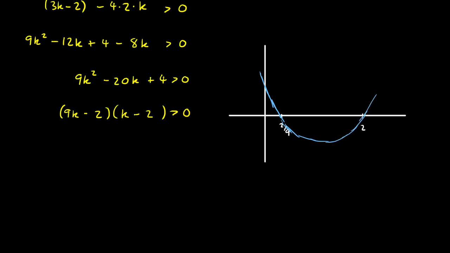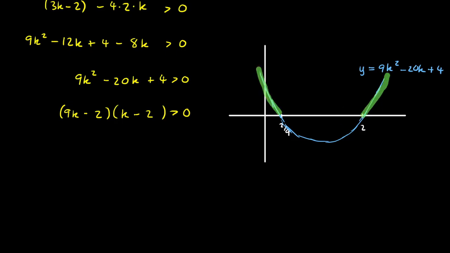So this is the quadratic, I can write it down as y is equal to 9k squared minus 20k plus 4. Now the question is, when is this quadratic greater than 0? Well, it's greater than 0 when it's above the x-axis, or the k-axis in this case, or when the y values are positive, right? So we want these y values to be positive, above the x-axis. So we are interested in this part of the curve and this part of the curve.